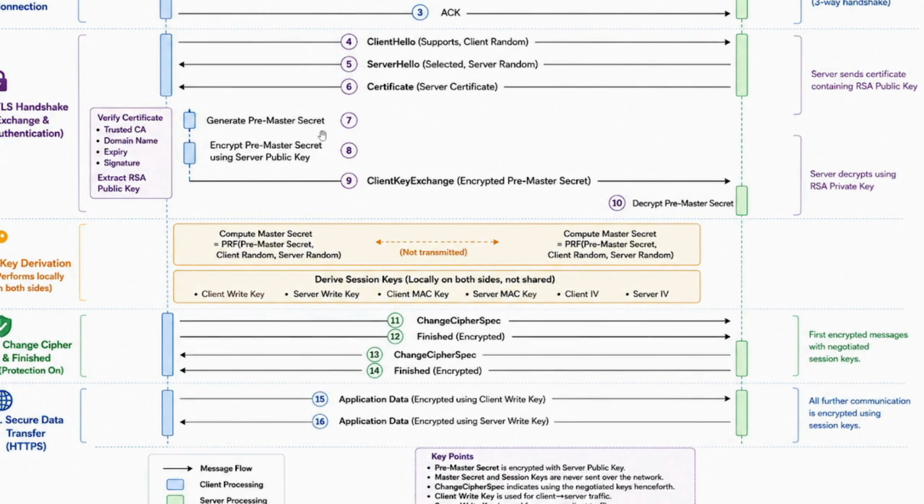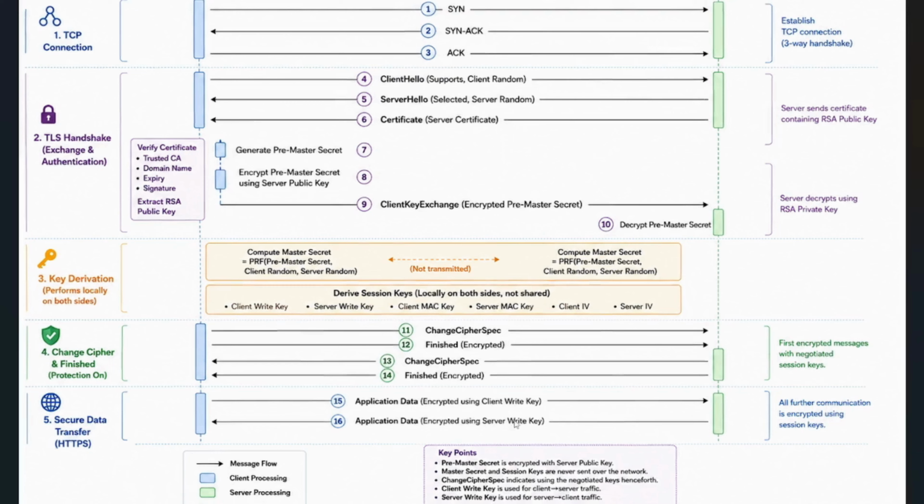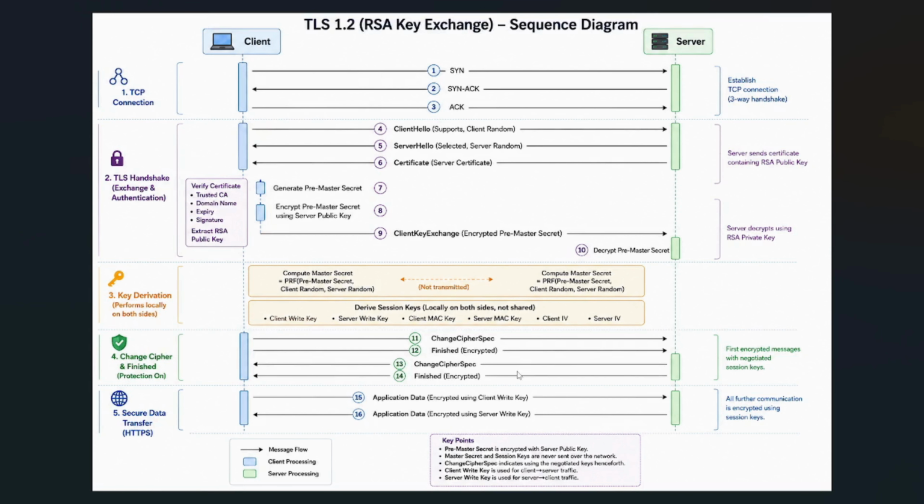And once it got this pre-master secret, it will compute the master secret also. And if it computes the master secret, then obviously it can get the client write key and the server write key, and then if it knows the client write key and the server write key, it can decrypt the complete conversation that happened, or the complete application data that was shared. So this was the drawback of TLS 1.2.